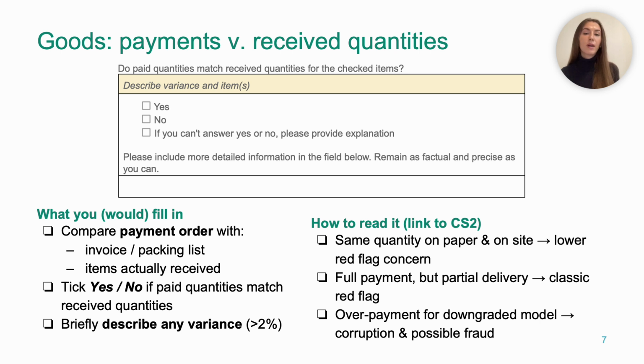So your text box might say, payment order 45-2025 paid full invoice for 10 times Model A devices on 30th of June. On 15th of July, only 8 devices were present in storeroom. Labels show Model B. Variance, 2 units, model downgrade, A to B. It's precise, neutral, and gives auditors exactly why they need to go deeper.